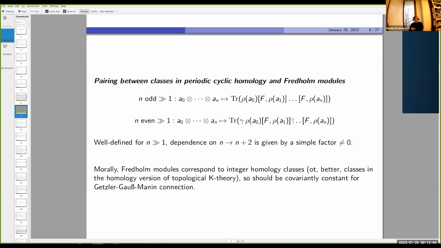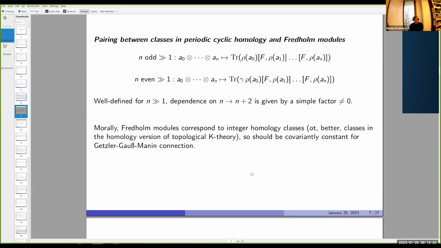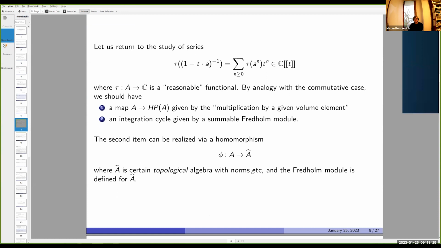Yeah, so morally Fredholm modules correspond to integer homology classes, or better, classes in the homological version of topological K-theory. And they should be covariantly constant for the Getzler-Gauss-Manin connection. One can write some formal proof: if you have a smooth family of Hilbert modules in a certain sense, with convergence and summability properties, the pairing with a covariantly constant class in HP will be constant. Okay, so that's some kind of non-commutative machinery, presumably producing some numbers. And in fact, they are really interesting numbers.